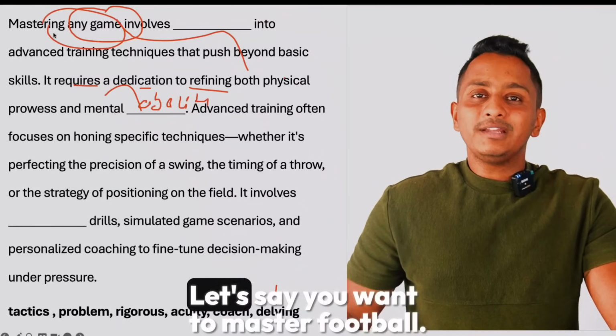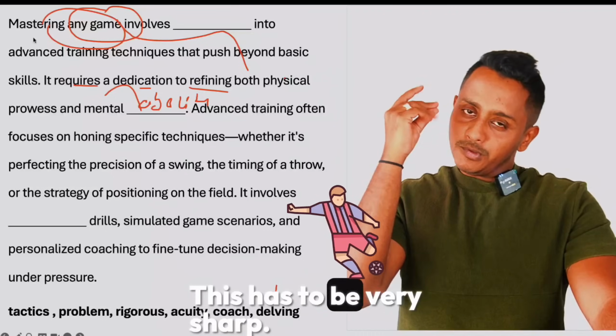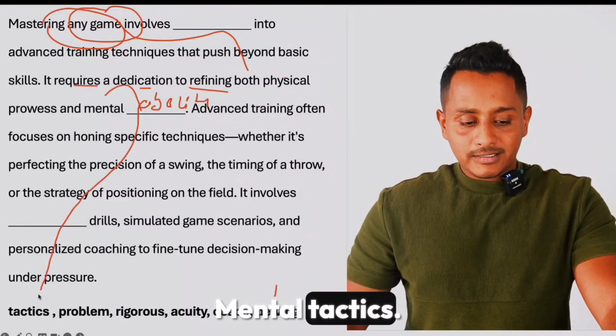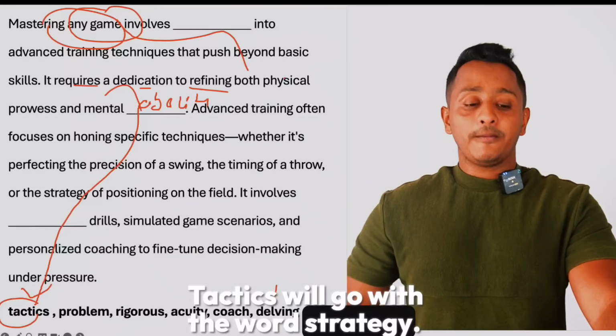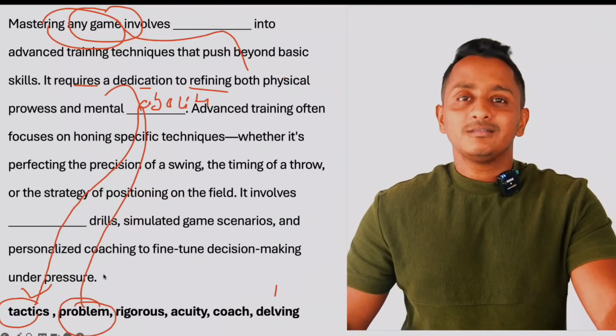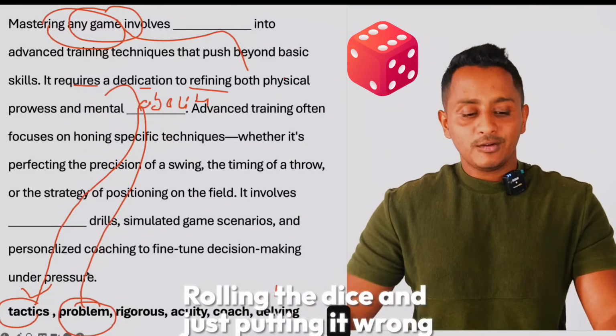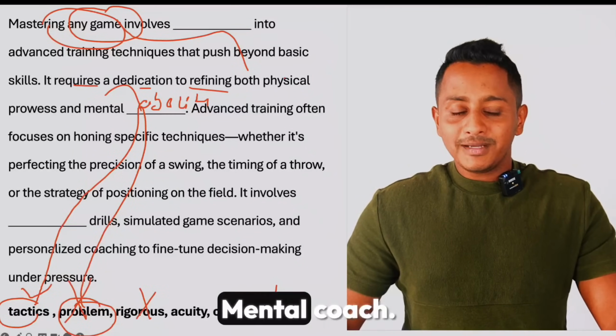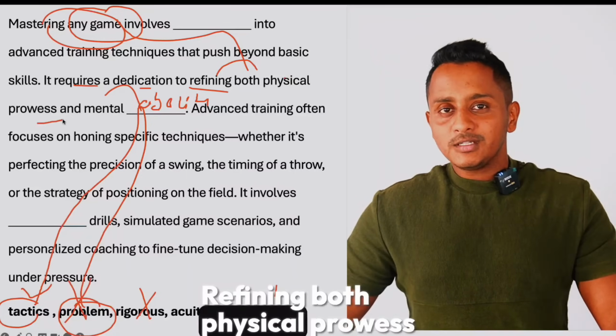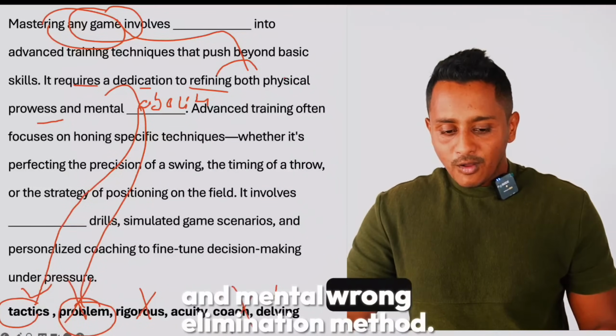Correct? Any game, let's say you want to master football, this has to be very sharp. Mental tactics. Tactics will not go with the word mental. Tactics will go with the word strategy. Mental problem is what? Rolling a dice and just putting it wrong. Mental, I need a noun. Rigorous is an adjective. Coach, mental coach. Refining both physical prowess and mental wrong.